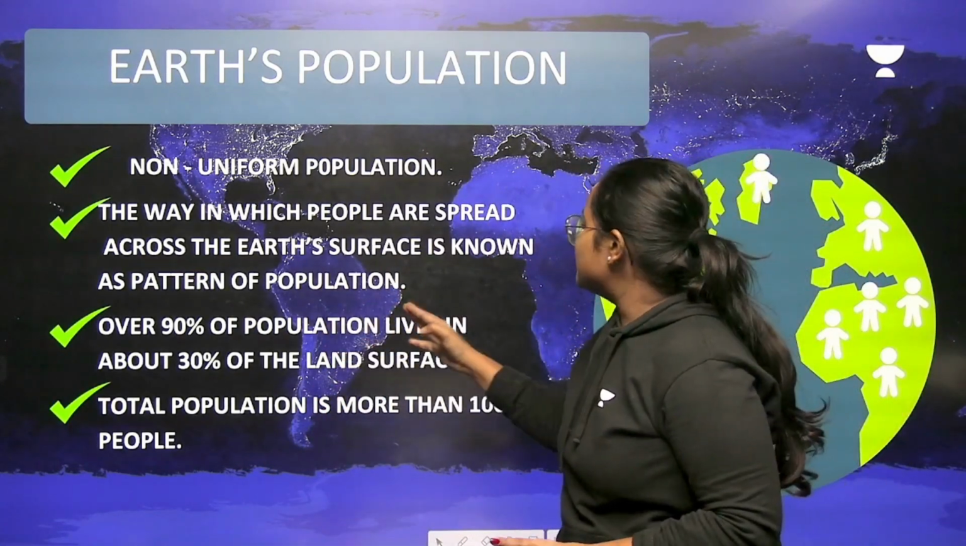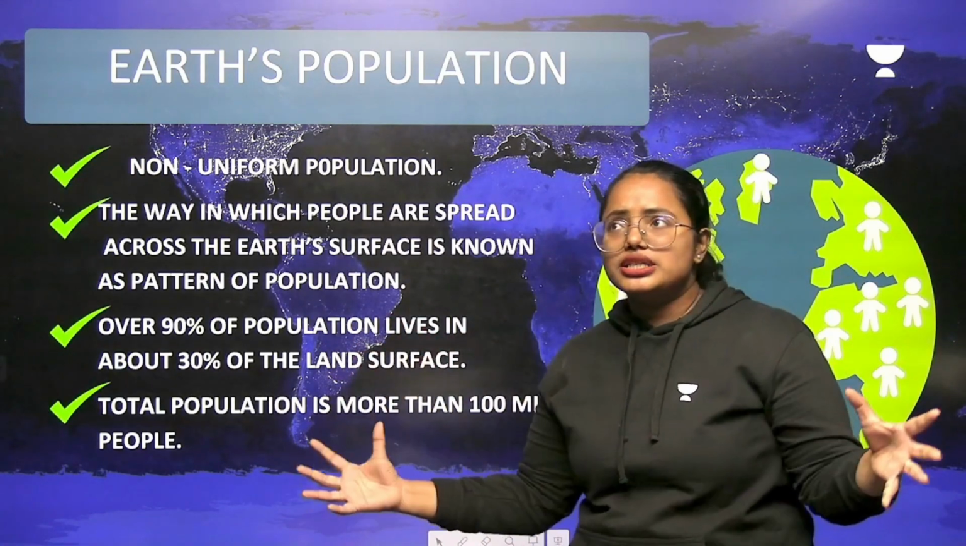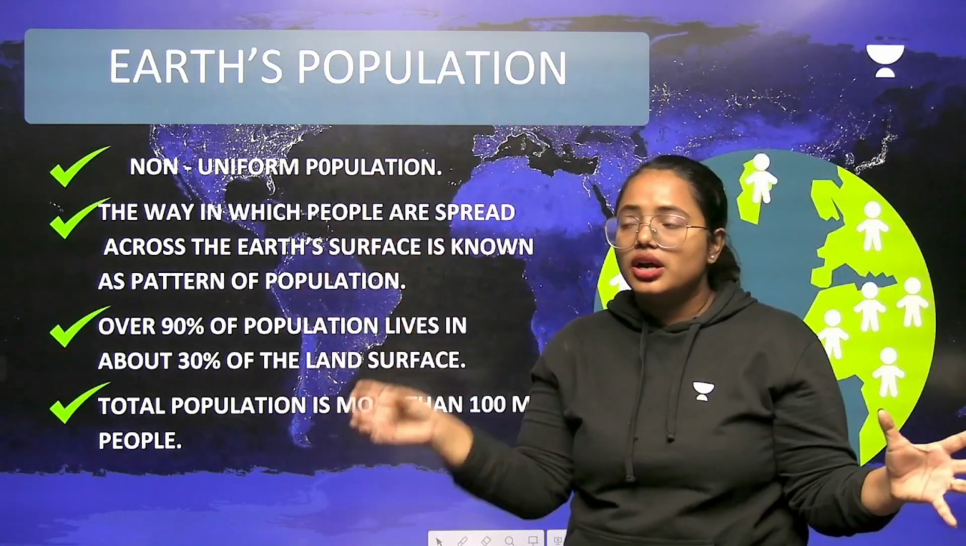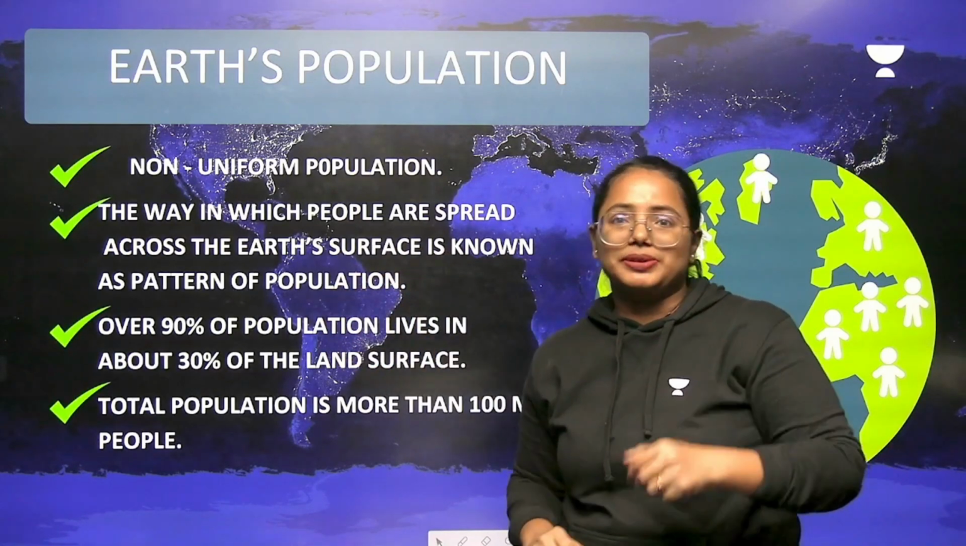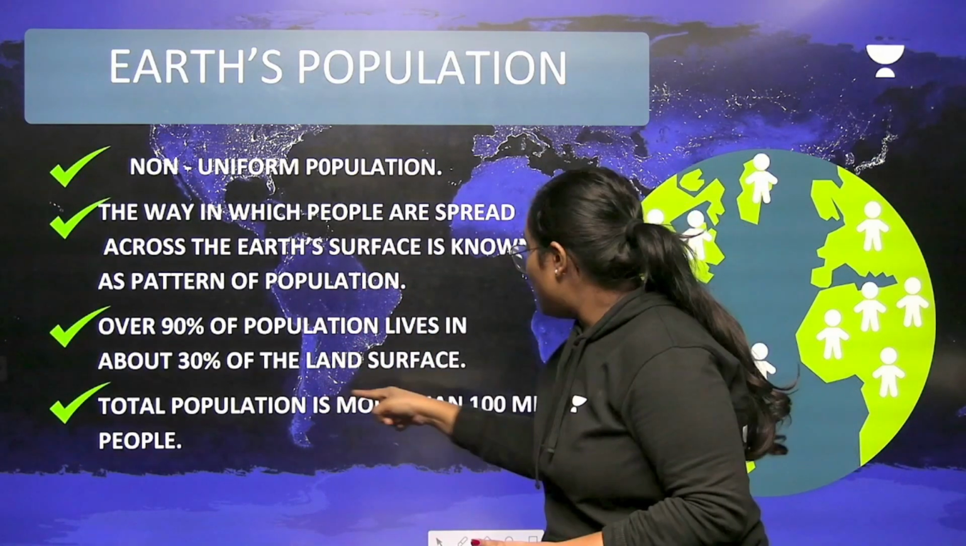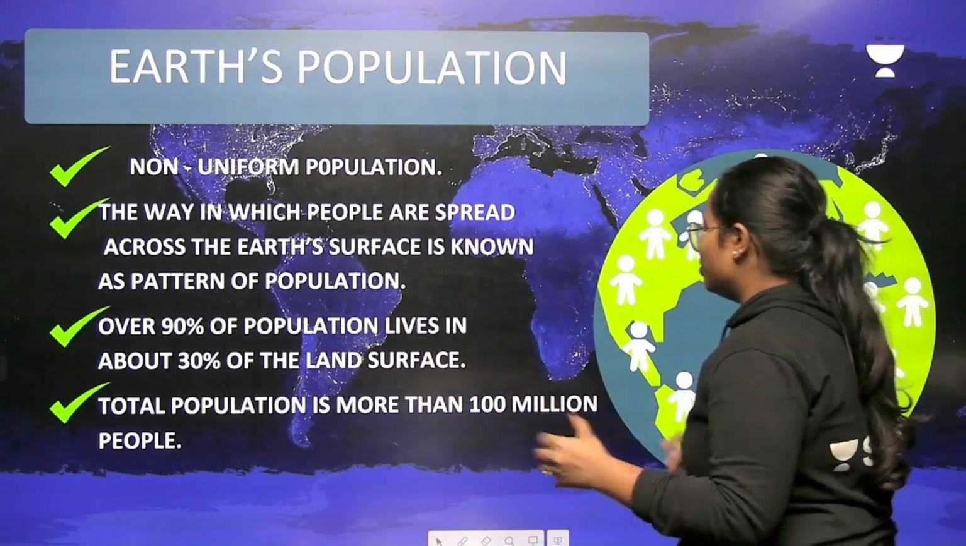And over 90% of population lives in about 30% of the land surface. So if you consider whole land surface, about 30% is occupied by the people. Clear? And the total population is more than 100 million people. Oh, that's so huge, right?